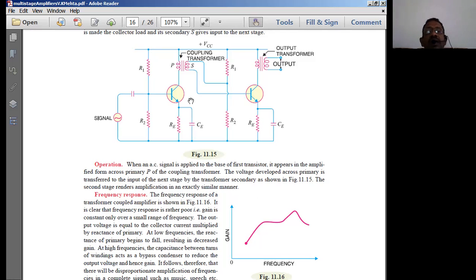The transformer works on the principle of magnetic induction. What does that mean? The electrical signal is not directly connected to the secondary of the transformer. The electrical signal is converted into a magnetic signal, which is coupled by magnetic induction because of transformer action. After that, the magnetic signal is reconverted into an electrical signal. So these conversions take place continuously.